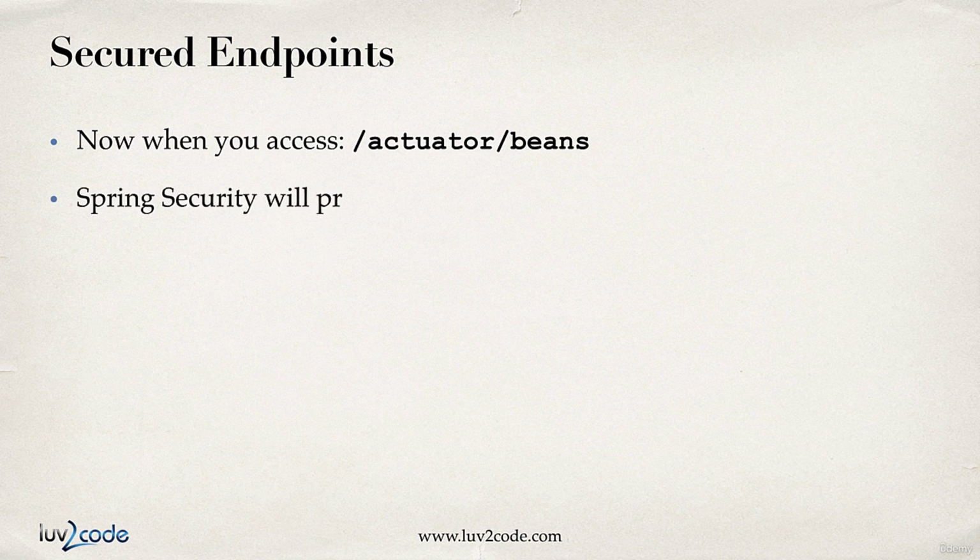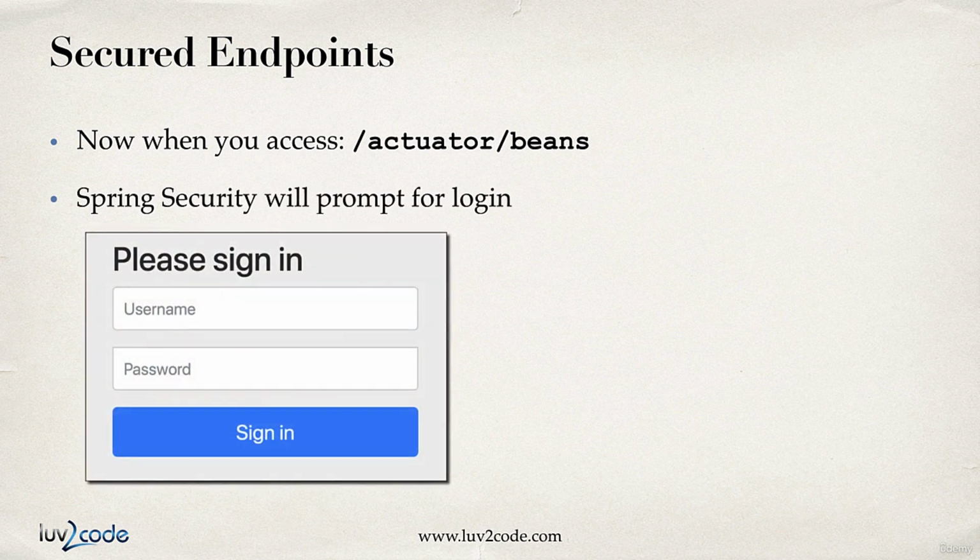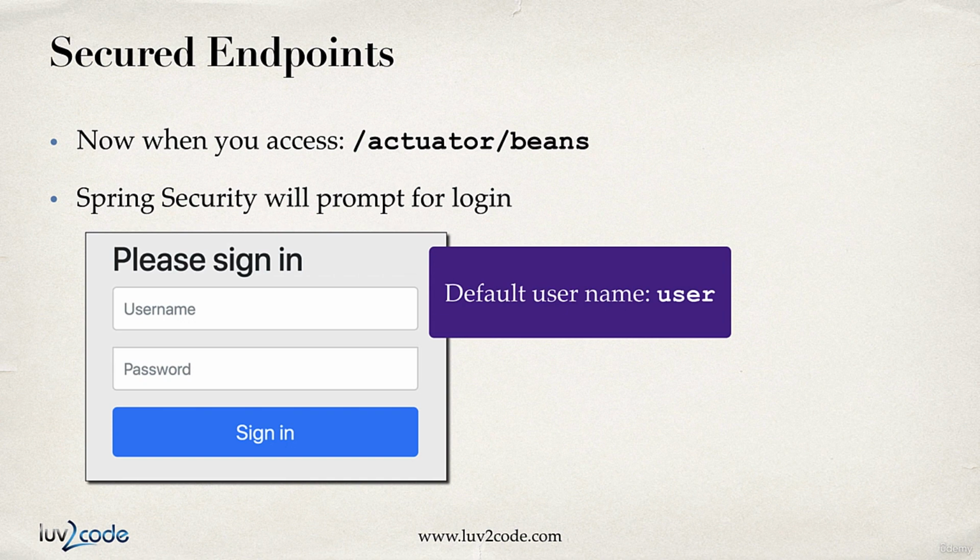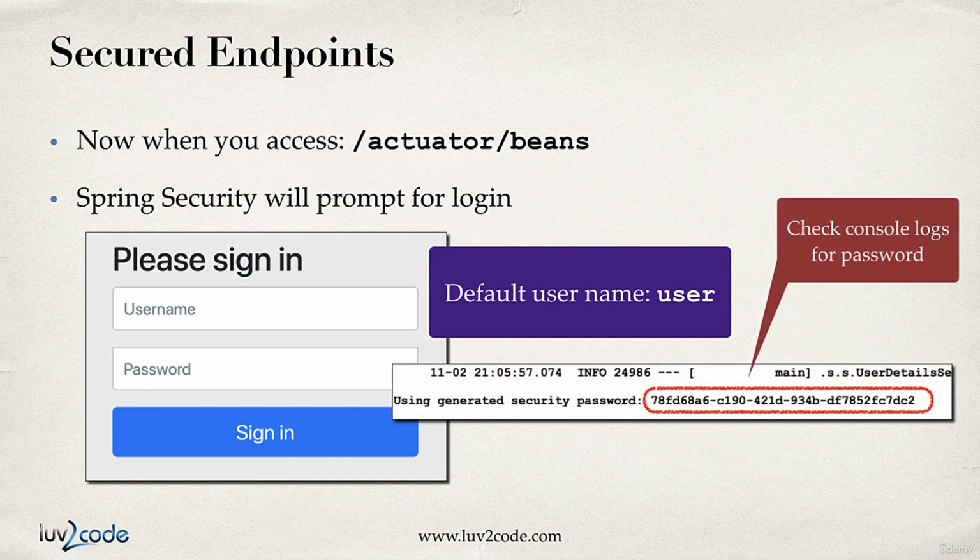Once we add this Spring Boot Starter security dependency, then when we access /actuator/beans, Spring Security is going to prompt for a login, and the user will have to give their username and password in order to access those given endpoints. Now, the default username is user, and as far as the password, you'll have to look at the actual console to figure out what the default password is. You'll see this entry in the console logs. It'll say, using generated security password, and give you this big long password. So that's one approach, using the default username of user and the generated password.